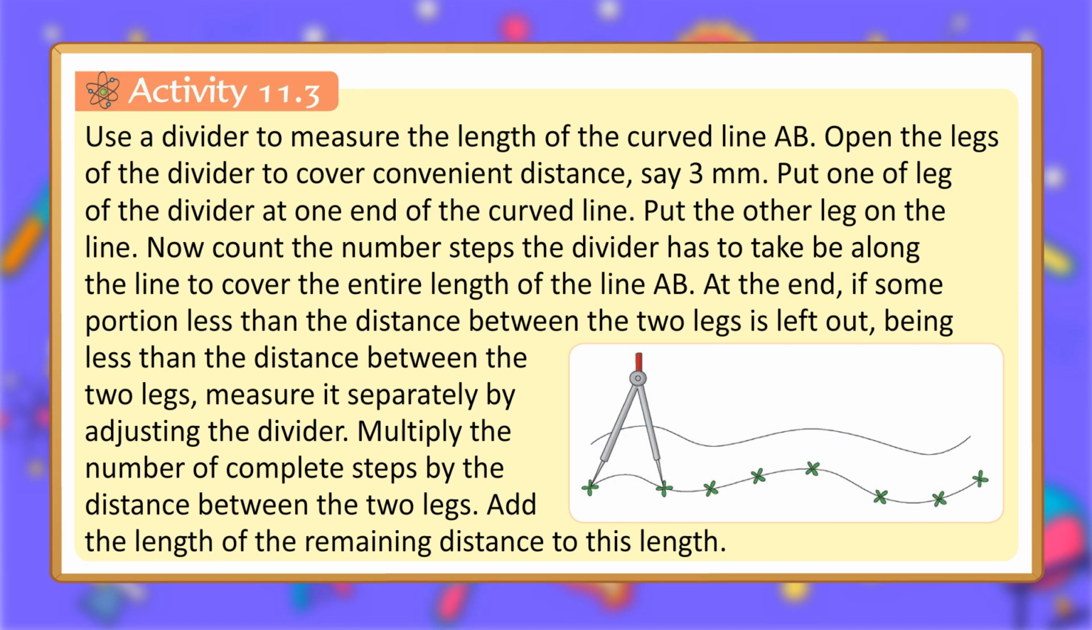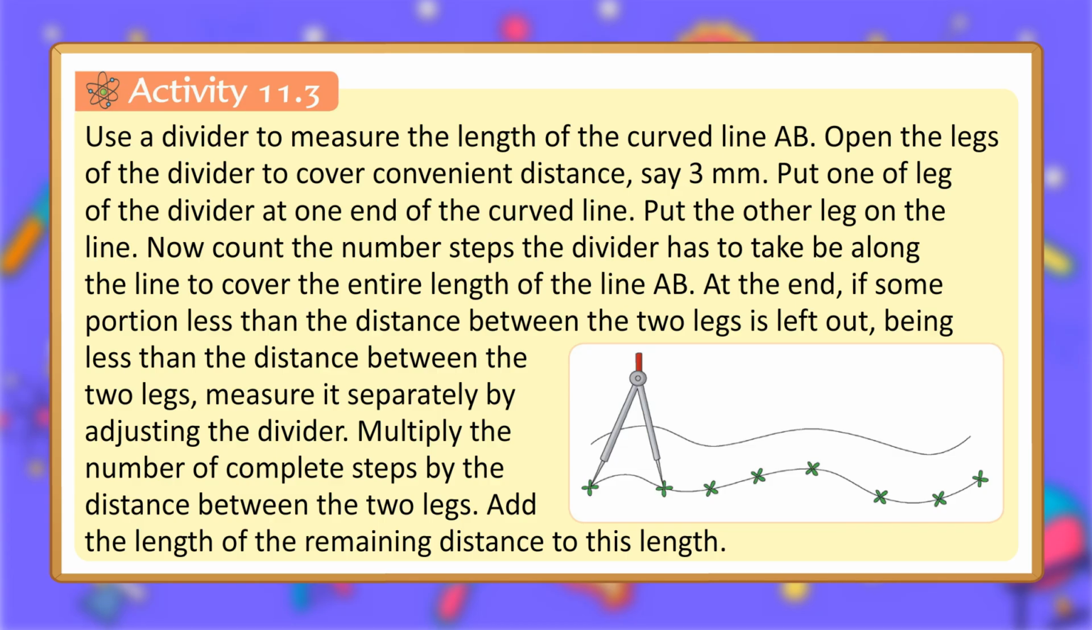Activity 11.3. Use a divider to measure the length of the curved line. Open the legs of the divider to cover a convenient distance, say 3 mm. Put one leg of the divider at one end of the curved line. Put the other leg on the line. Now count the number of steps the divider has to take along the line to cover the entire length of the line, A to B. At the end, if some portion less than the distance between the two legs is left out, measure it separately by adjusting the divider.